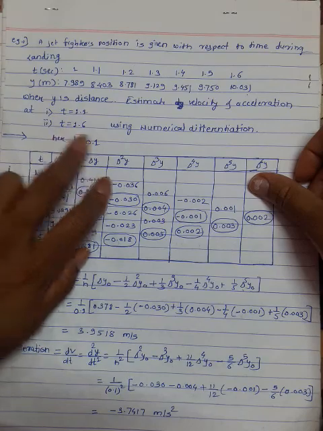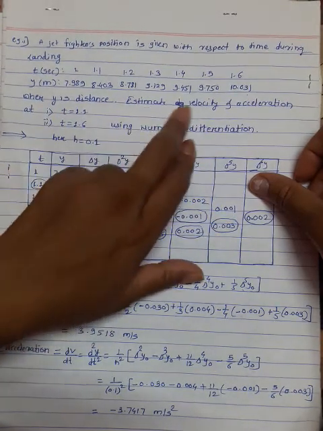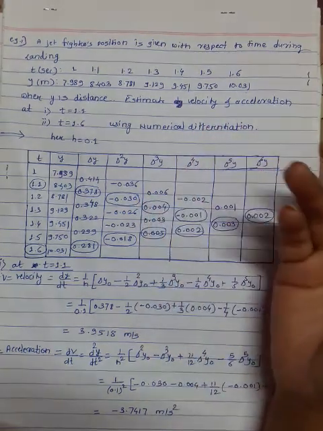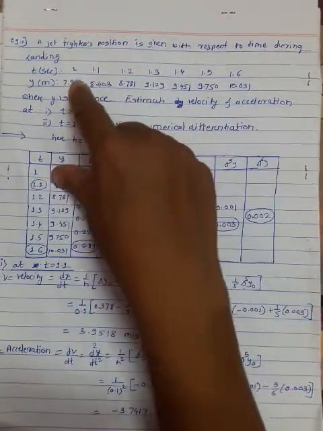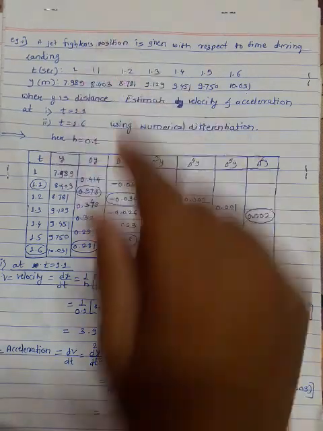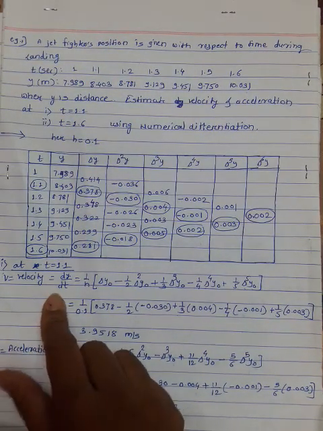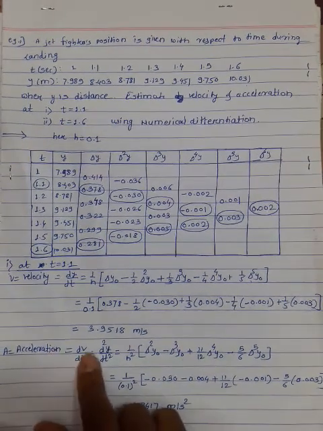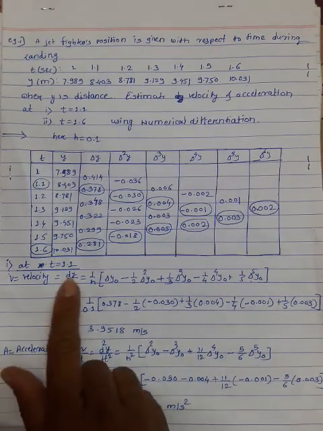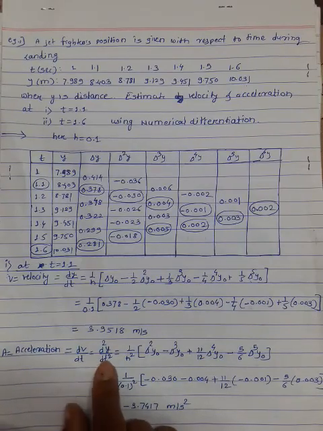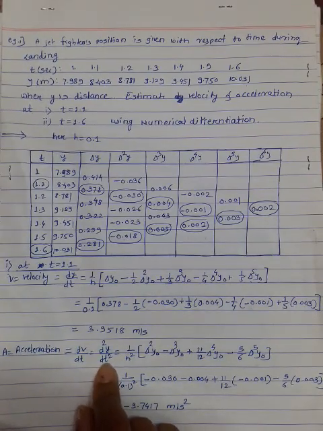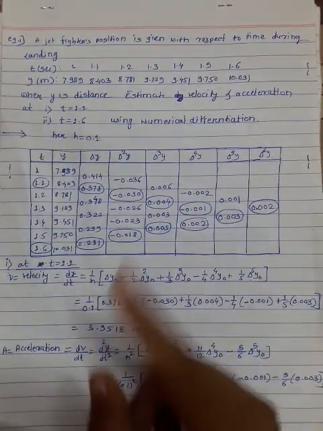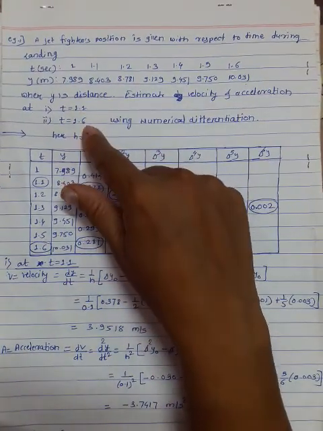That's why, using numerical differentiation, we have to find the velocity and acceleration. For that, we have to know the definition of velocity. Velocity is nothing but the rate of change of distance with respect to time. That's why we have to find dy by dt first. Acceleration is nothing but the rate of change of velocity with respect to time. That means put v equal to dy by dt here, so it is the double derivative of y with respect to t. That means we have to find two derivatives, the single derivative and the double derivative, at point 1.1 and at point 1.6.